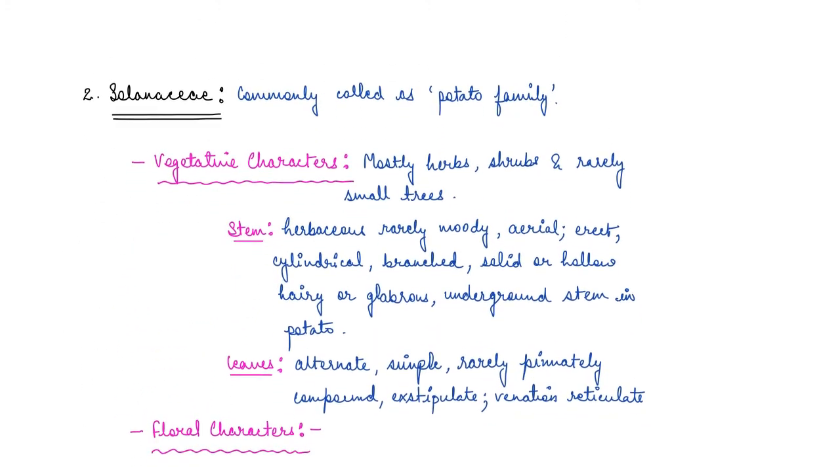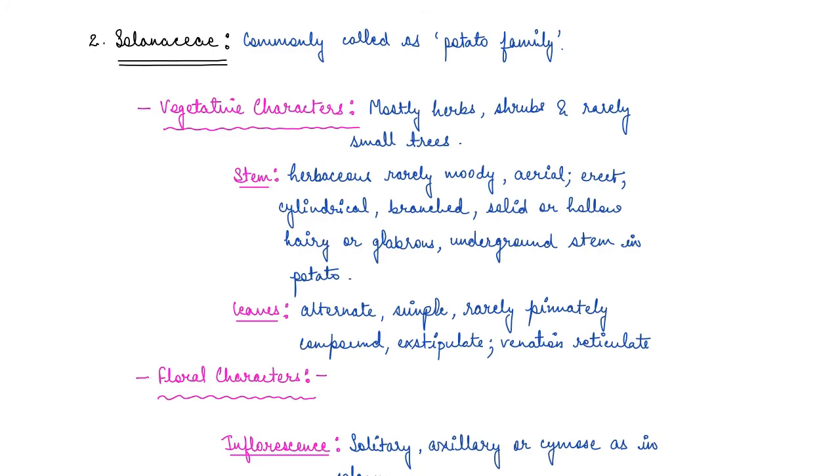Solanaceae is commonly known as the potato family. It is widely distributed in tropics, subtropics, and even temperate zones, right? So let's see the vegetative characters first. They are herbs, shrubs, and small trees. Then the stem is herbaceous, rarely woody, so it's not woody. Aerial, erect, cylindrical, branched, it can be solid or hollow. It can be hairy or maybe a bit glabrous. It has an underground stem in the case of potato, right?